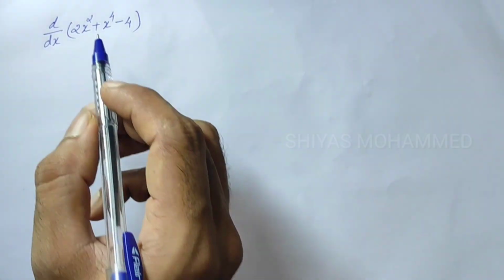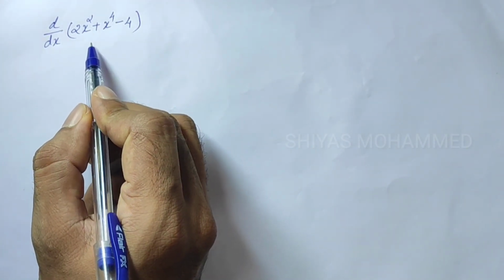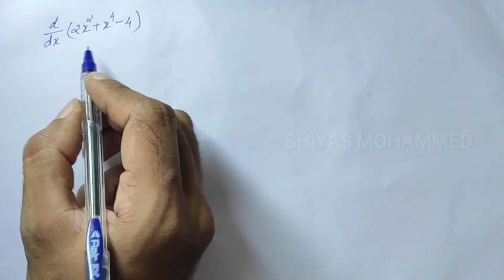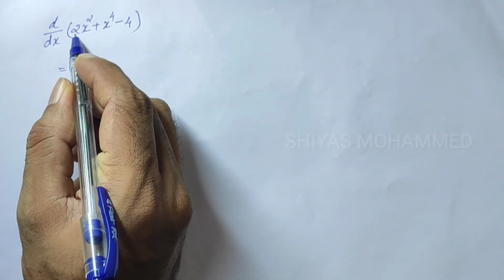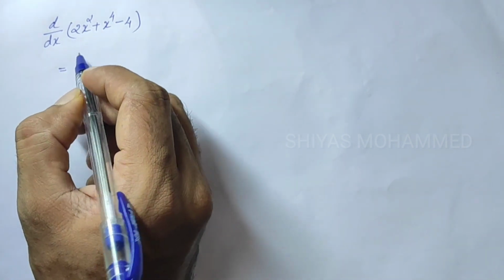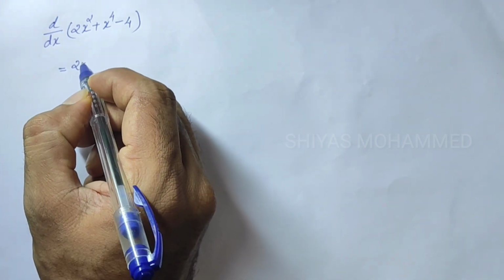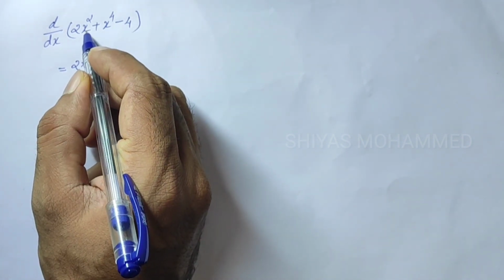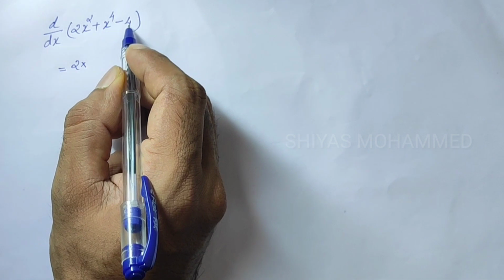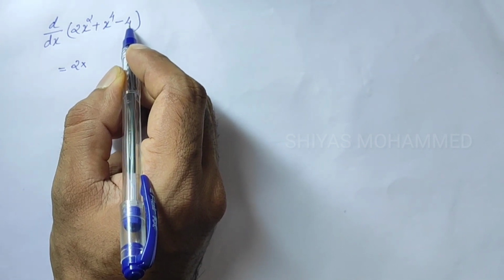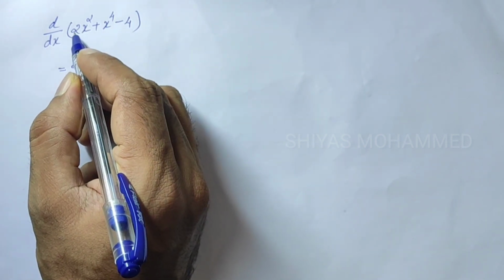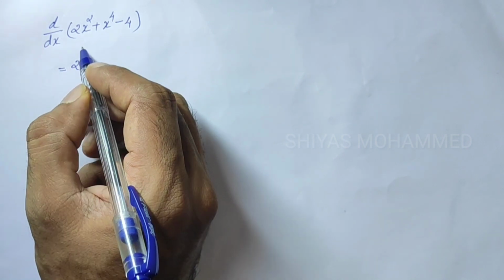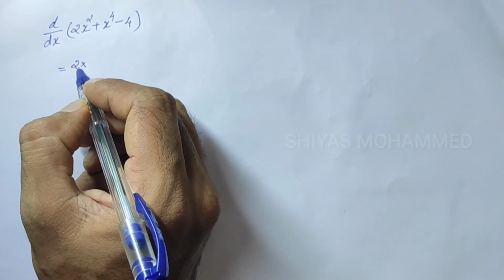For example, I want to differentiate this function 2x square plus x to the power 4 minus 4. So we know that here 2 is a constant along with the function. So 2 constant we will write as such. One thing you keep in mind, if a constant is alone, the differentiation will be 0. Here the constant is not alone. Along with the constant, one variable is there. So 2 is a constant, so we leave it as such.